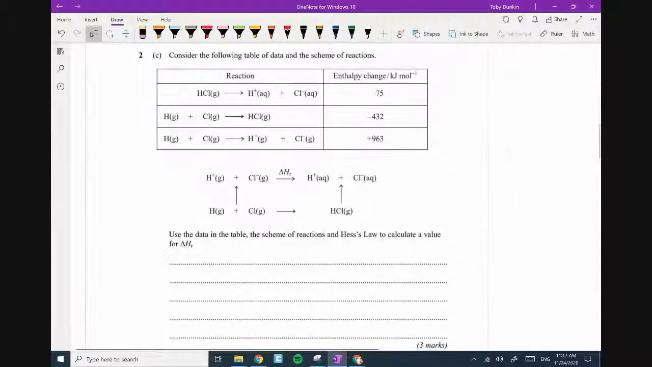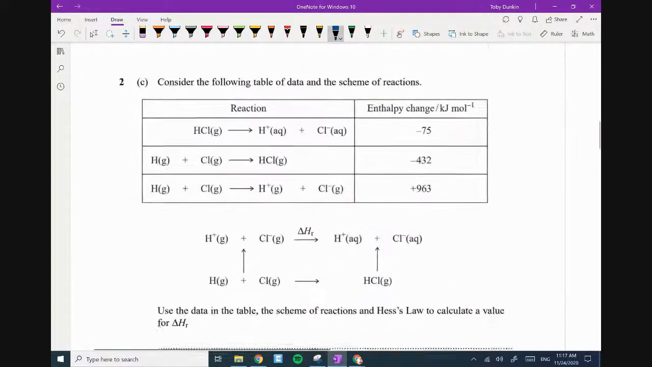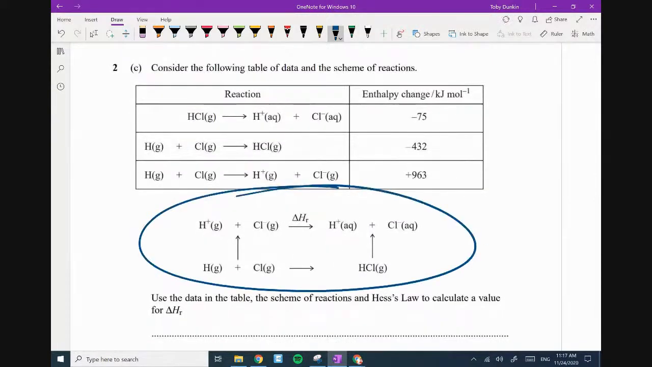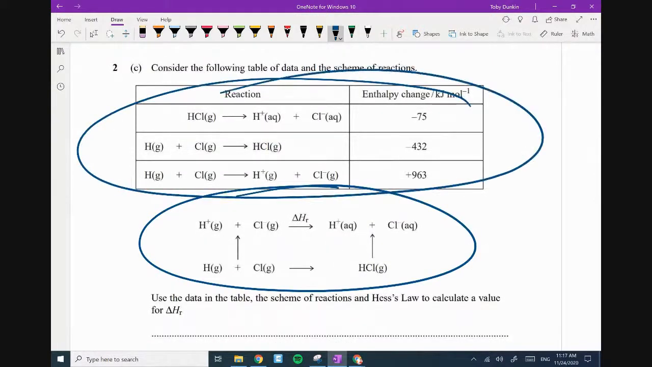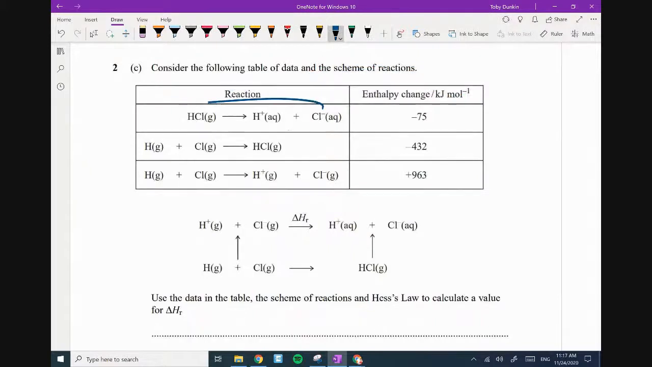Right, okay, this case, they've given us some really bizarre reactions. They're seeing if you can apply the concept. They've given you a cycle. They have given you data. Find these equations in the cycle. So in this particular one, I'm going to color code all of these.